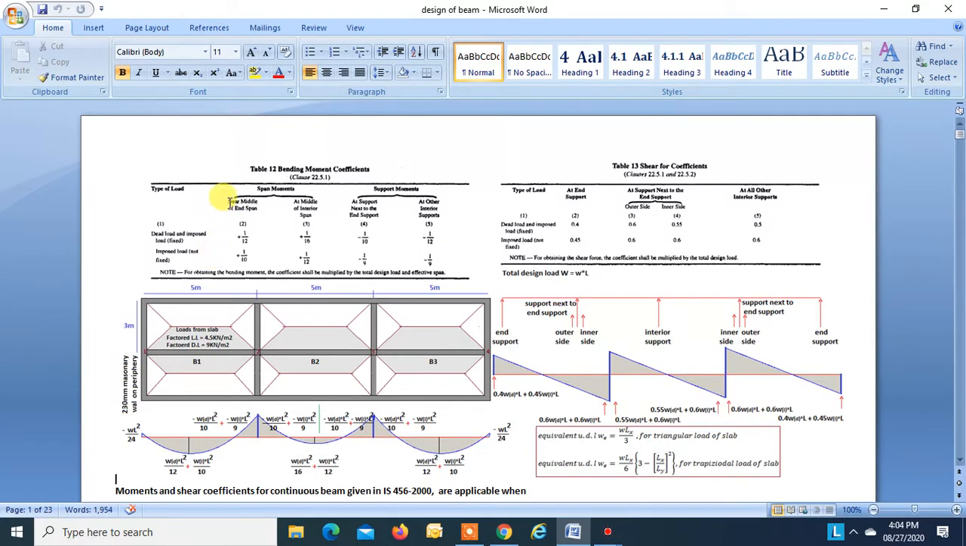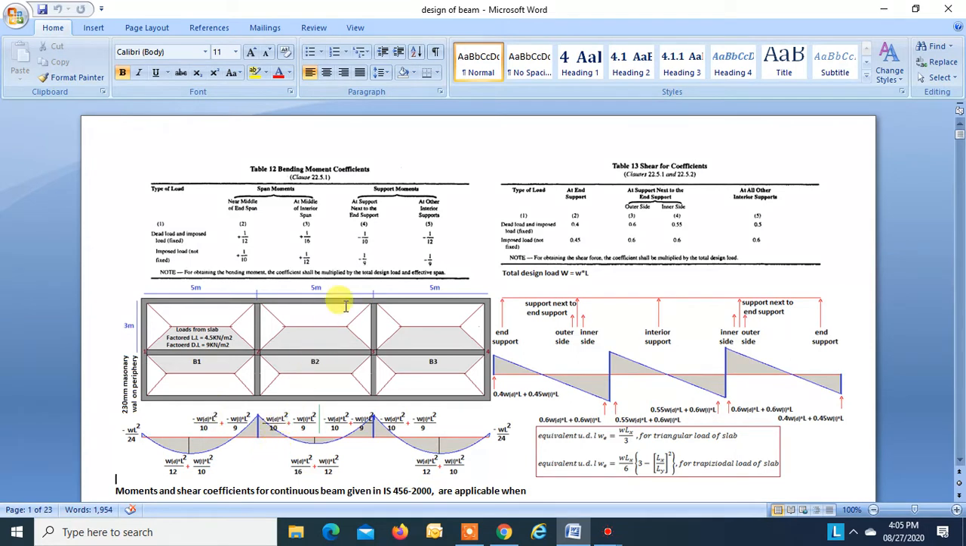Coming to this moment, that is near middle of the end span. The bending moment due to the dead load will be wL square by 12. And due to live load will be wL square by 10. And at middle of the interior span, this is the interior span, it will be wL square by 16 due to dead load, wL square by 12 due to live load. Now this again is the case of near middle of end span, so this is repeated over here.